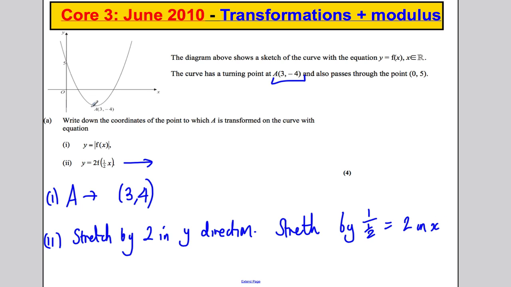Okay, so therefore where does 3, negative 4 go to? Well, in the x direction this gets stretched by 2, so it would go to 6, and this gets stretched by 2, so it would go to negative 8. So A would go to 6, negative 8.